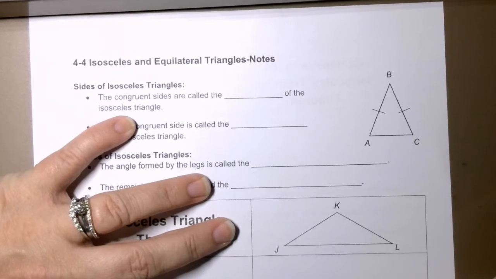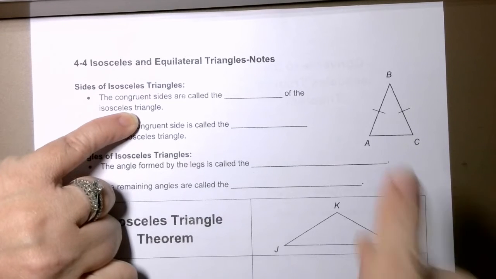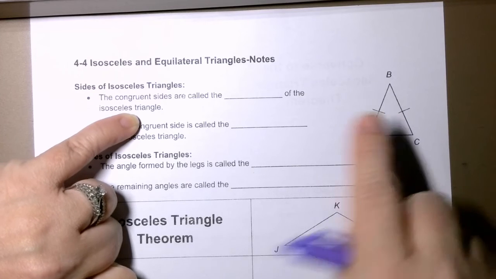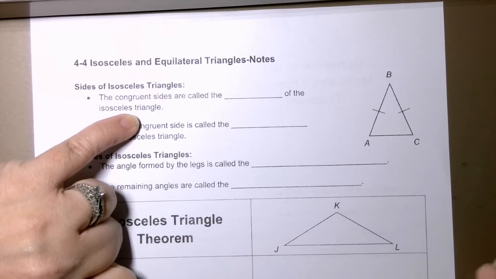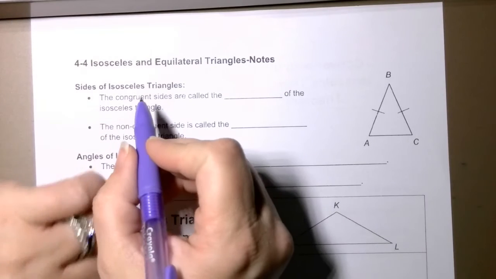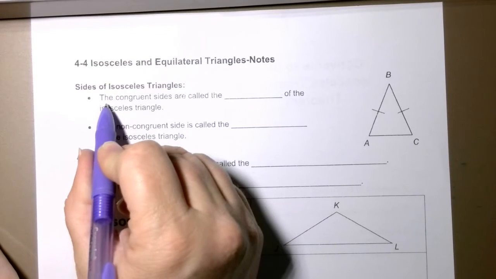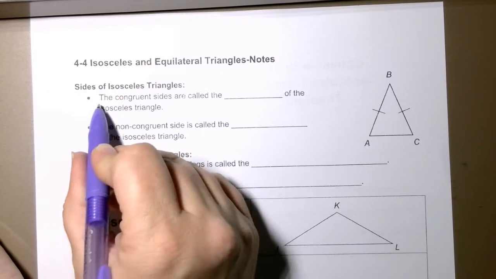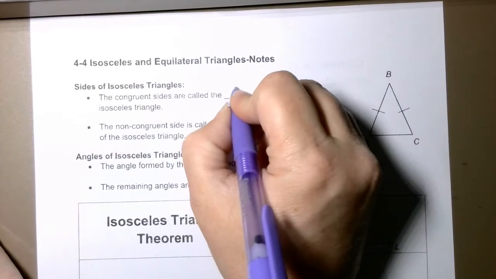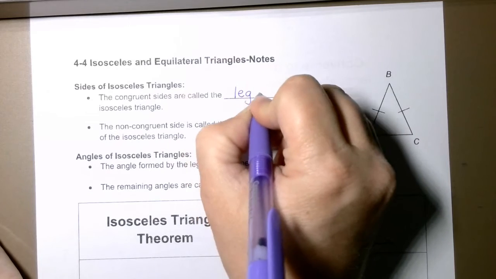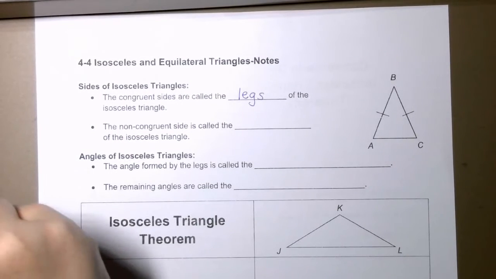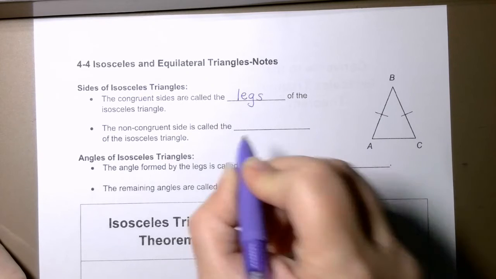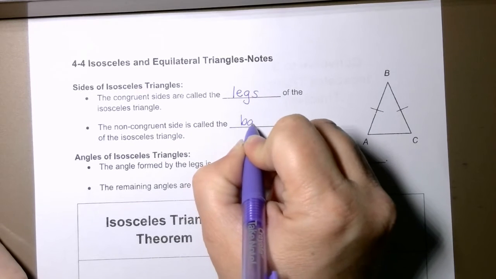Now, I addressed this the other day, but let's just review. The sides of an isosceles triangle, do you see how these are marked congruent by those little dashes? What do we know about the sides? Do you remember from the other day when I wrote that down? The congruent sides are called the legs of the isosceles triangle. And then the non-congruent side here is called the base.